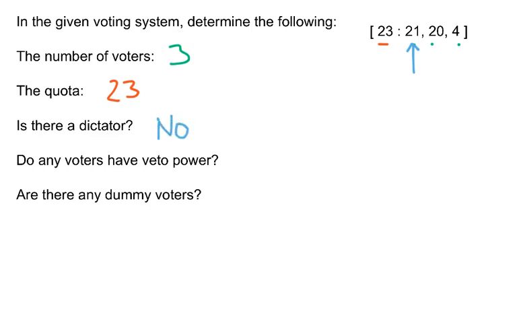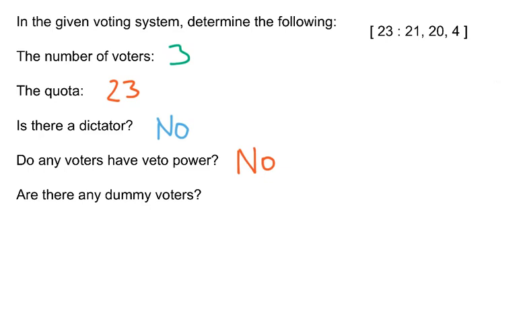Do any voters have veto power? Well, let's see. If anybody's going to have veto power, first we'll check this guy right here. If the other voters formed a coalition, would they have enough weight to pass a motion? That would be 24. Sure enough, they have enough weight to pass a motion, so the 21 weight voter does not have veto power. And if the 21 weight voter does not have veto power, then we do not have anybody with veto power. Finally, we have to look and see, do we have any dummy voters?